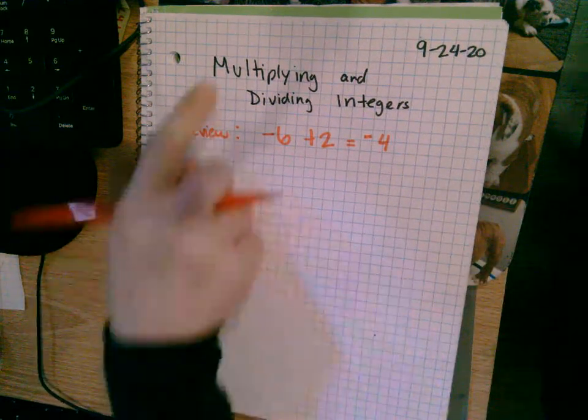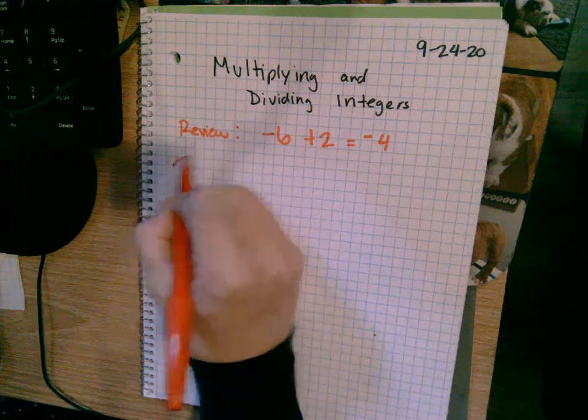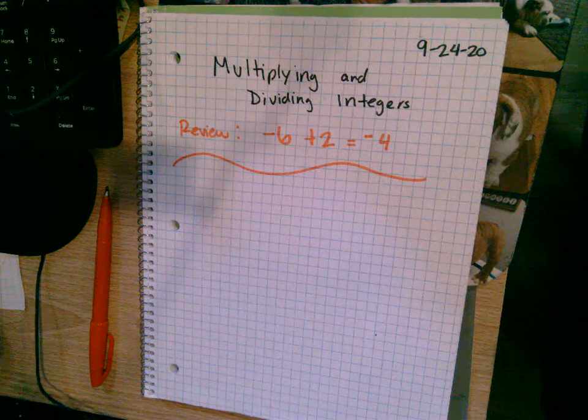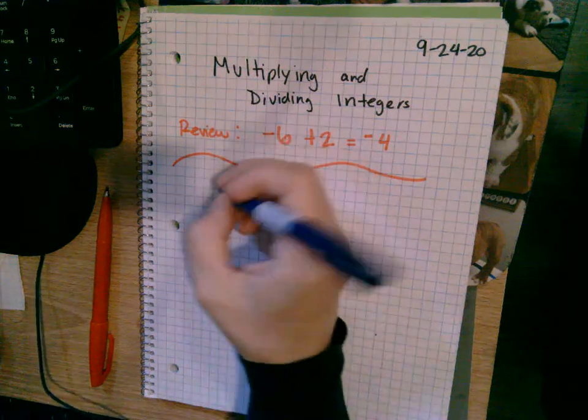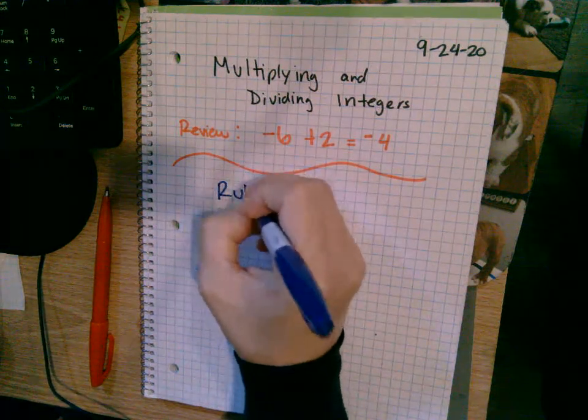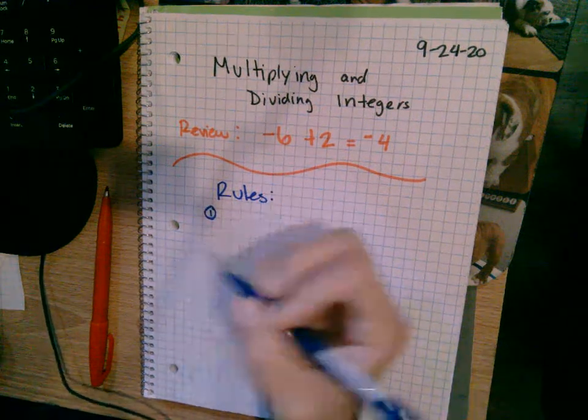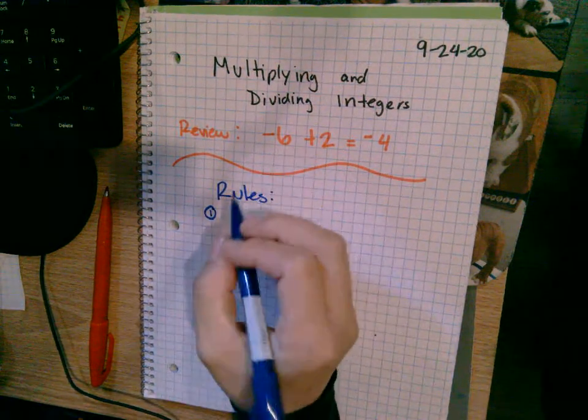Now, today we're going to be learning how to multiply and divide. So it's a little bit different. The rules are a little bit different. So we're going to write down the rules first. It starts off the same way as these rules.